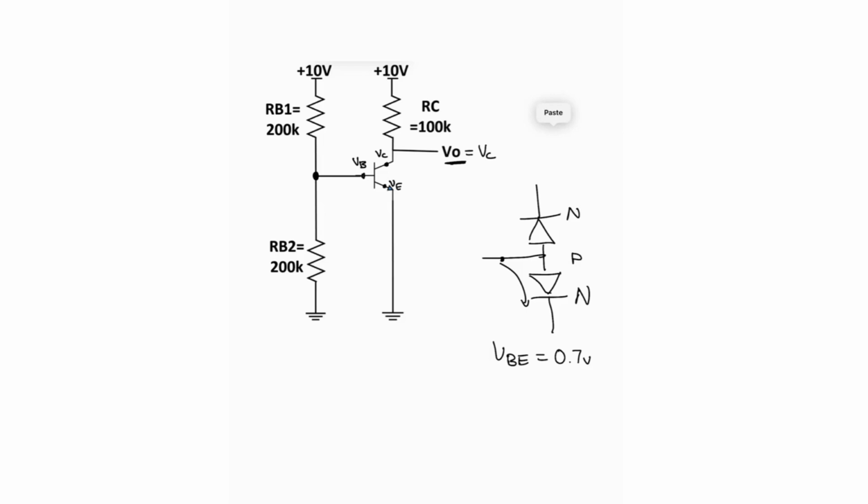Also, this RC is the resistor at the collector. VC, this is RC, and the current going through this is, well, you guessed it, IC. Ohm's law is delta V equals I times R, which is the current through some sort of resistive value, giving you a voltage.